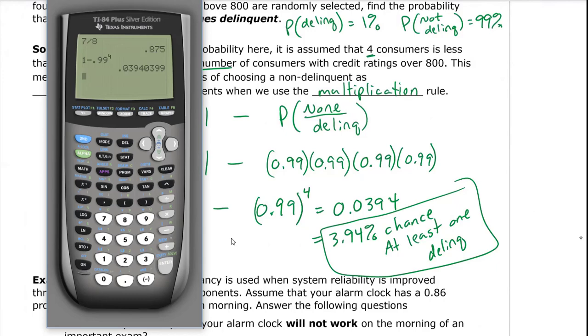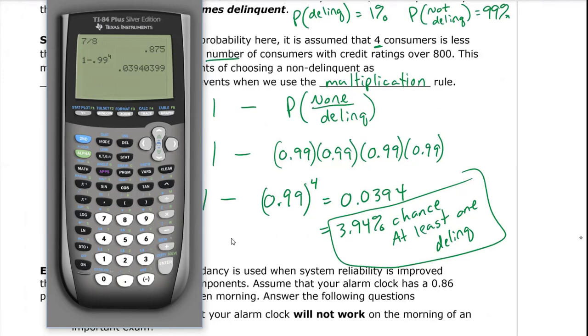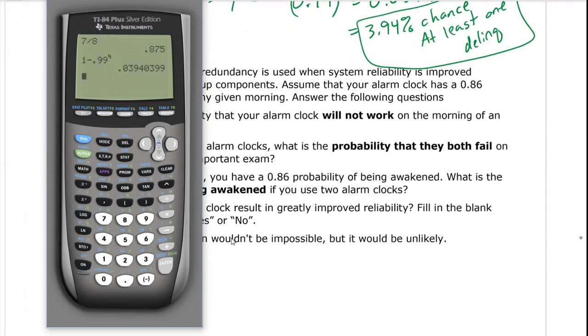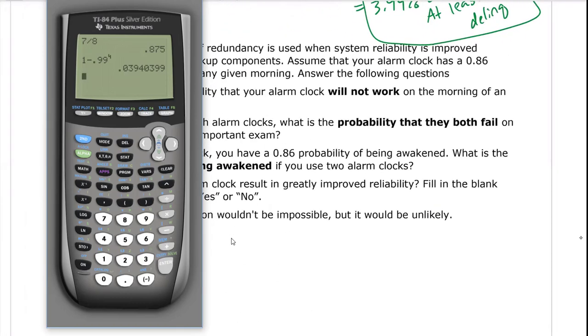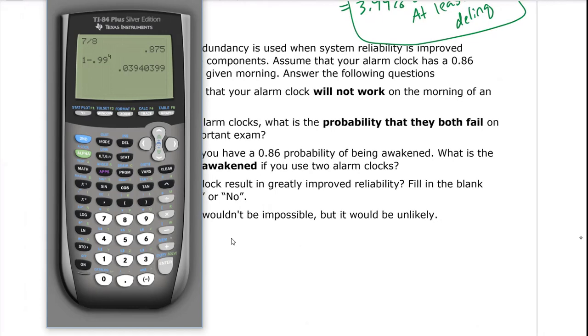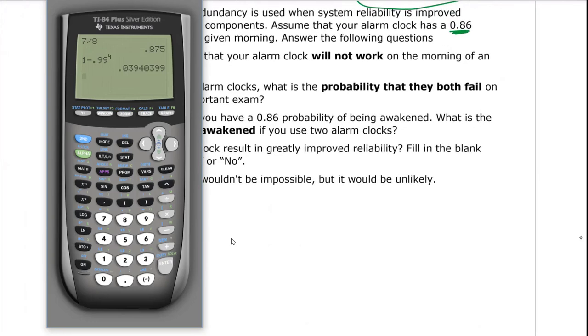Right there. Okay. We'll go down here and look at this one last example, and then we'll move on to our second little topic at the end of this section. This problem right here talks about the principle of redundancy used to improve system reliability. This problem says that there's a clock that has an 86% chance of working on any given morning. We want to answer the questions below and then get to a conclusion.